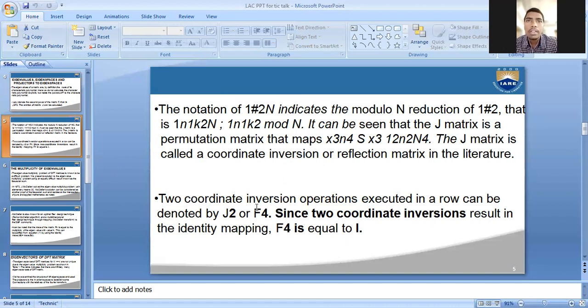Two coordinate inversion operations executed in a row can be denoted by J² or F⁴. Since two coordinate inversions result in the identity mapping, F⁴ is equal to I. Next, we move on to the next slide.